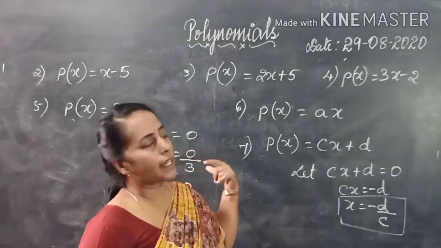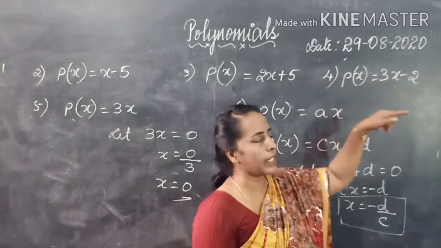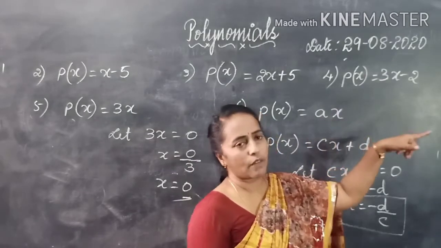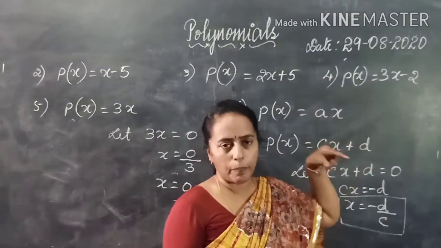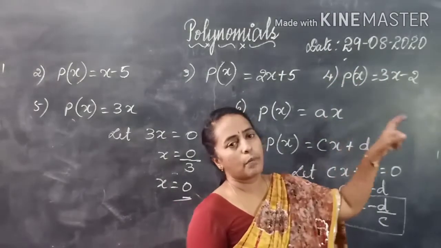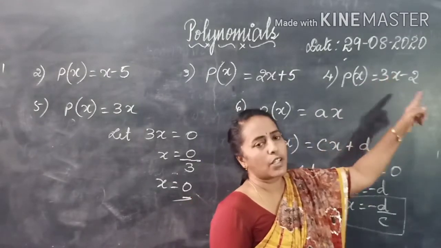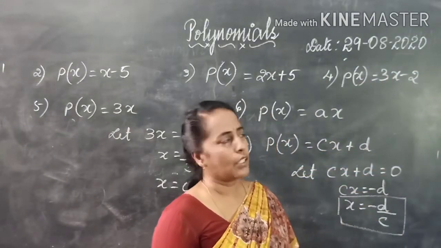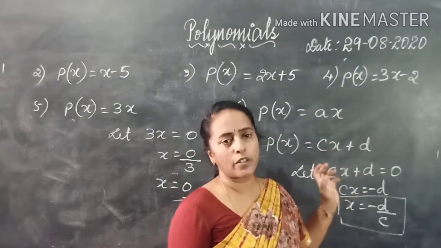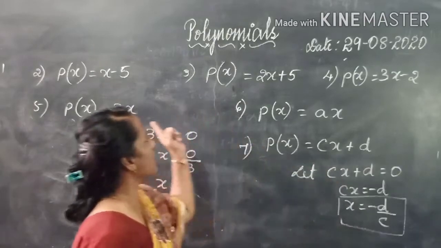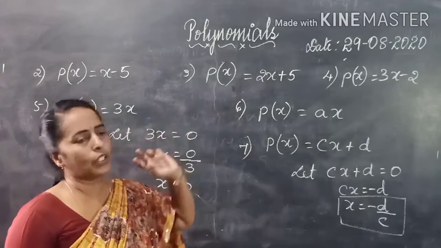Verify the answer. Next, fourth one, p of x equals 3x minus 2. Here 3x minus 2 equals 0. That is 3x equals 2, because when you take that minus 2 to that side, it will be plus 2. That is x equals 2 divided by 3, because it is multiplied by 3, and when you change the side, it goes to the denominator. So the zero of the polynomial is 2 by 3. You have to verify the answer. These three sums are given as homework for you. So you do it by yourself.